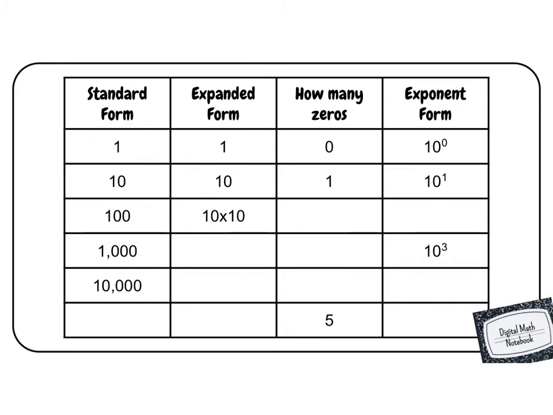All right, friends, now it's our time to practice together. You have a copy of this grid in your digital math notebook. We're going to complete it together, and you'll fill in the boxes as we go. In this chart, we have 4 different ways to write a number. We have the standard form of the number, the expanded form of the number, how many zeros are in that number, and then how we would write that number in exponent form.